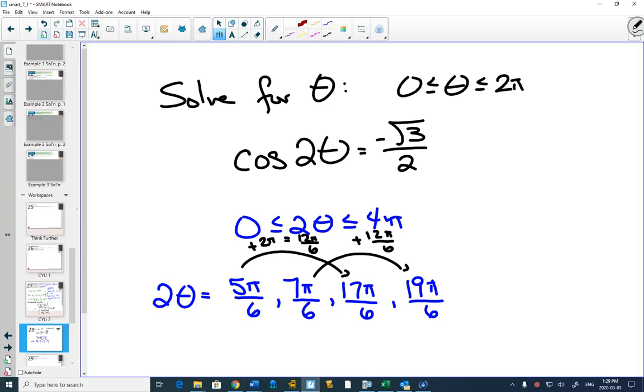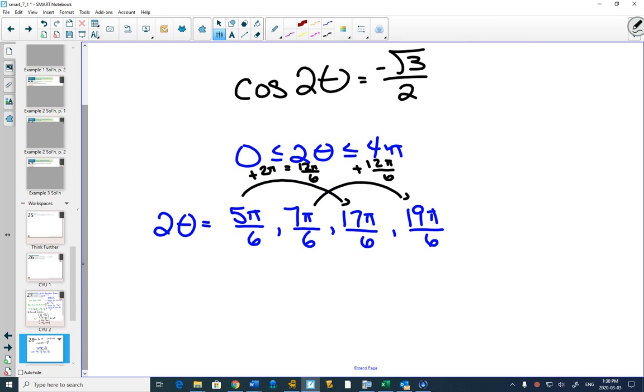And does it make sense for most things? There's always 2 quadrants where it's positive and 2 quadrants where it's negative. So on the first time around the circle, for most angles, the only one that doesn't work is the axes family if you have like 0, pi and 2 pi. But for the most part, when you go around once, you'll always get 2 answers. This one, we go around twice. We should get 4 answers. So now, if I want to solve for theta, I'm going to have to take all of those answers and divide by 2.